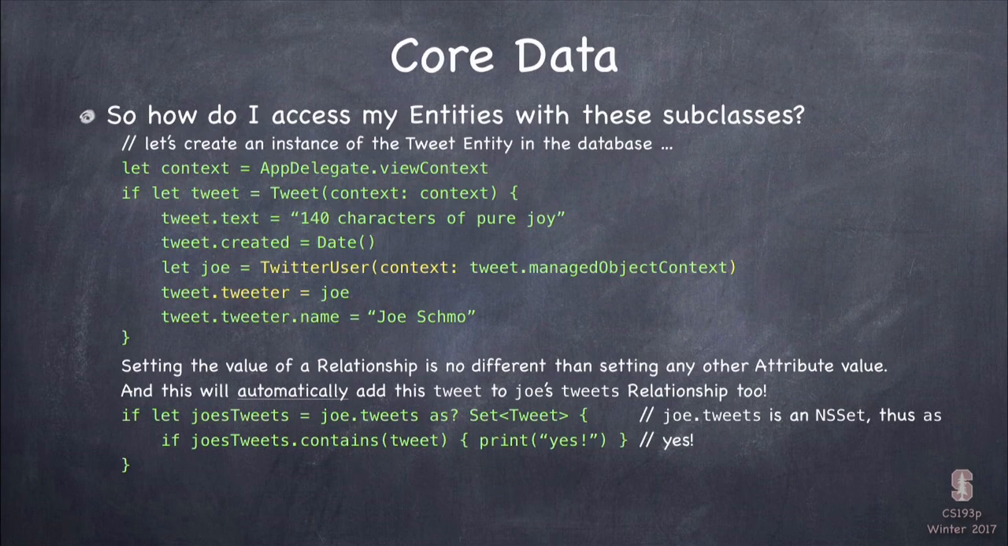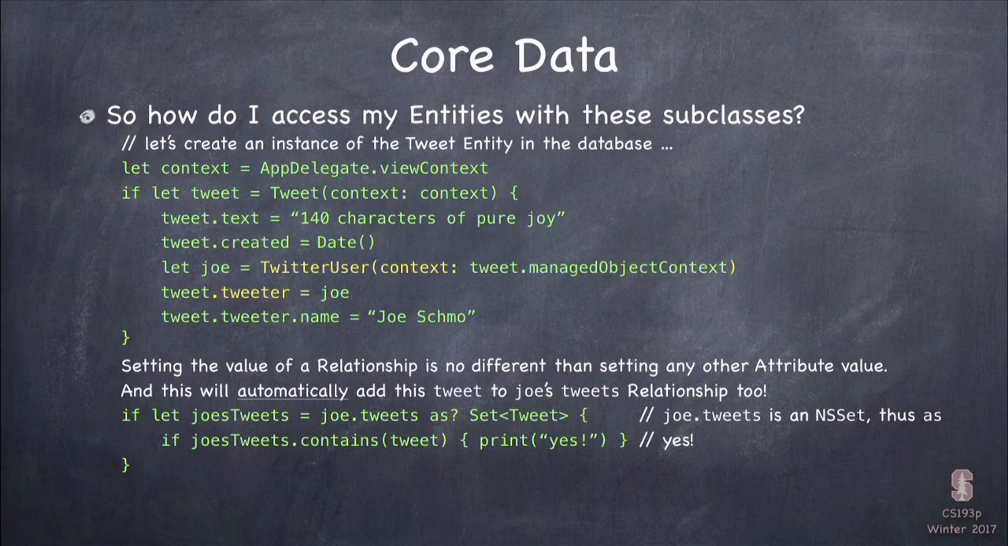And what's interesting about this is that when you set one side of a relationship, the other side gets updated automatically, 100% of the time. This is called maintaining the integrity of the database. And Core Data always maintains database integrity. So when you change one side of a relationship, it changes the other.